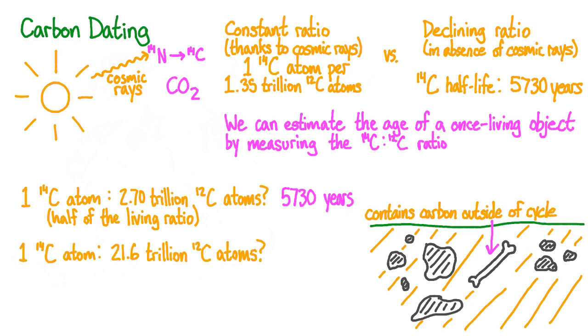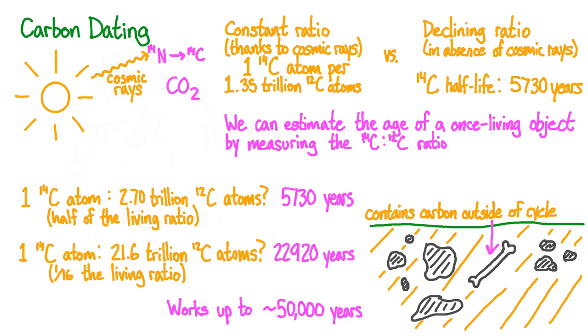What if we find a piece of bone with 1 carbon-14 atom for every 21.6 trillion carbon-12 atoms? Well, this ratio is 1/16 of the living ratio of carbon-14 atoms to carbon-12 atoms. For the ratio to decrease by a factor of 16, 4 half-lives must have elapsed. So the age of this object is 4 half-lives, or 22,920 years old. It's worth noting that carbon dating works on objects up to about 50,000 years old.